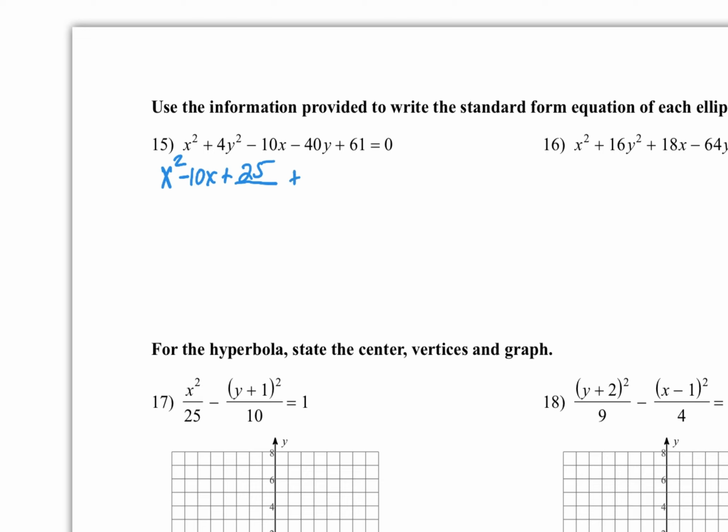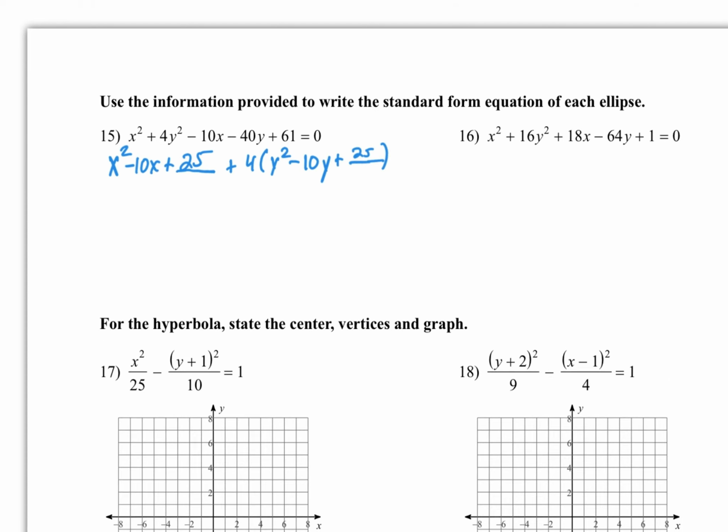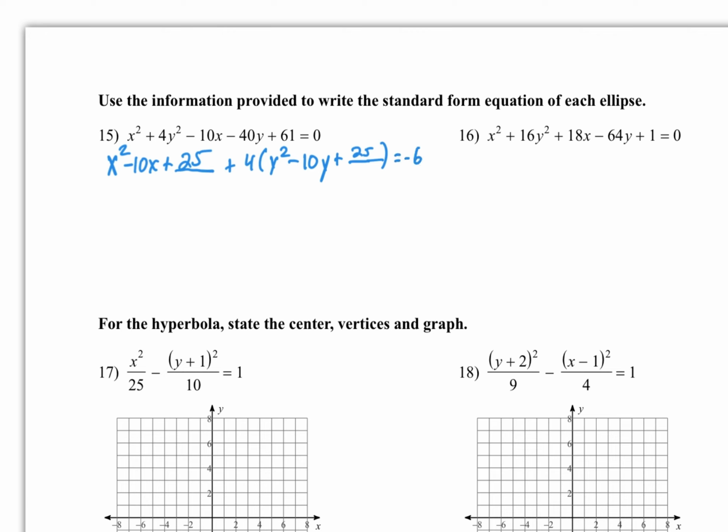Plus, now we've got 4y squared. So I'm going to factor a 4 out of there. If I factor a 4 out of 4y squared, I'm left with y squared minus, if I take 4 out of 40, 10 again, right? Now I have to complete that square, which again is 25. Now that's going to equal negative 61 plus 25 plus what else? Plus 100. Again, make sure you distribute that 4.